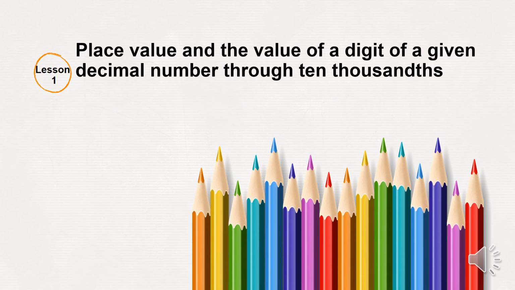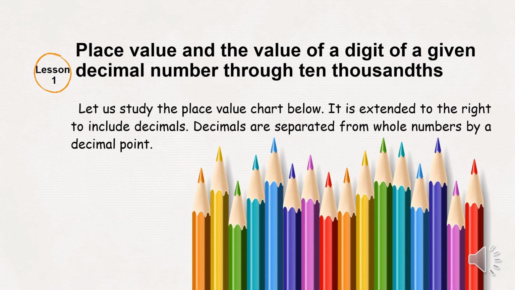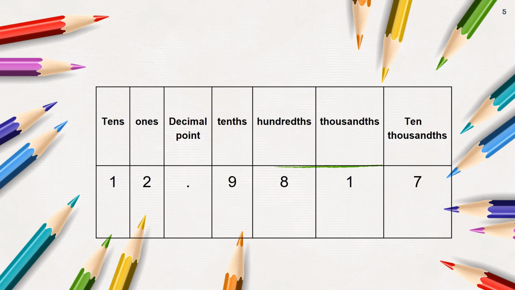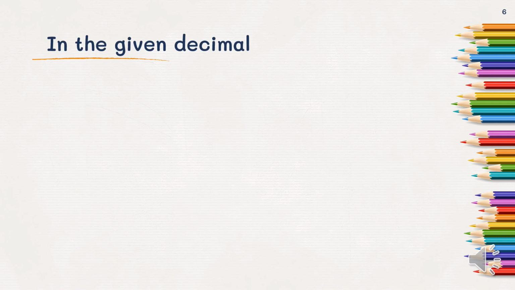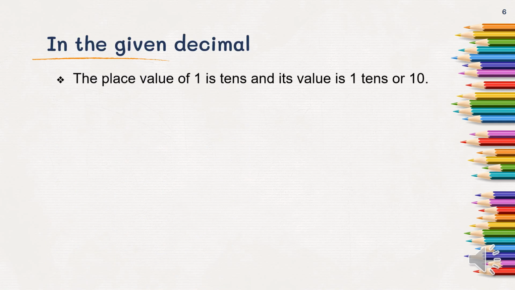Lesson 1. Place value and the value of a digit of a given decimal number through 10,000ths. Let us study the place value chart below. It is extended to the right to include decimals. Decimals are separated from whole numbers by a decimal point. In the given decimal, the place value of 1 is tens, and its value is 1/10 or 10.